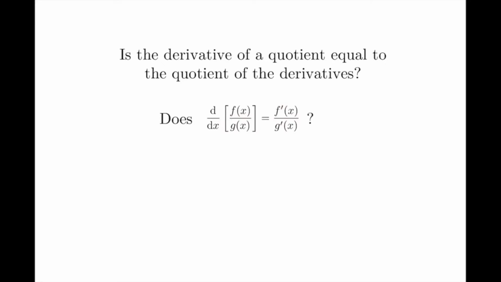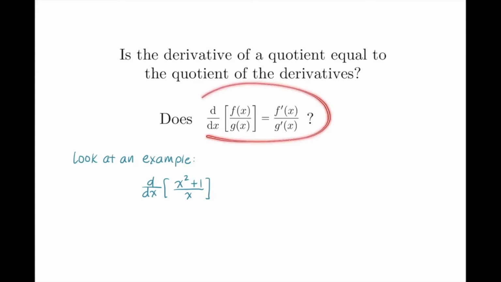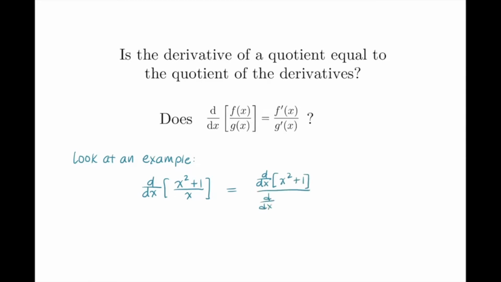Well, let's again look at an example. How about x squared plus 1 all divided by x? If this were true, which we don't know if it is or not, but let's see, then this would be the derivative of the numerator x squared plus 1 over the derivative of the denominator, which is x. We're just going to put a little question mark above this equal sign because we don't know if this is true or not.